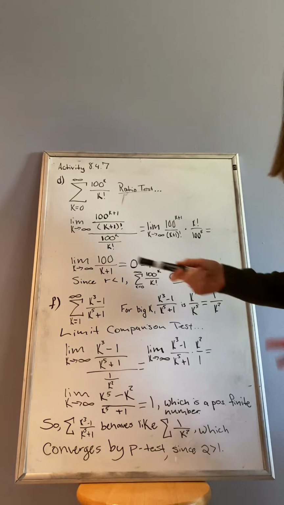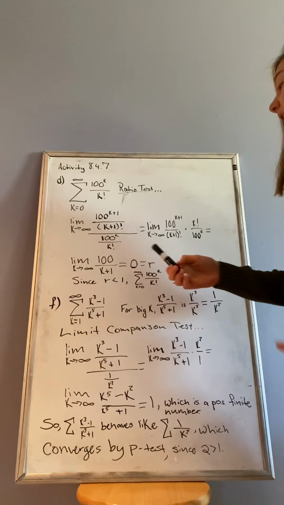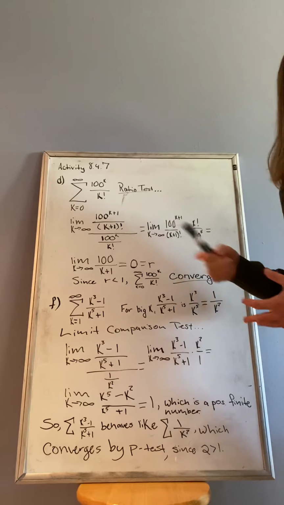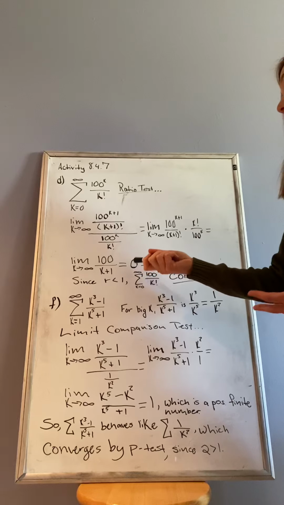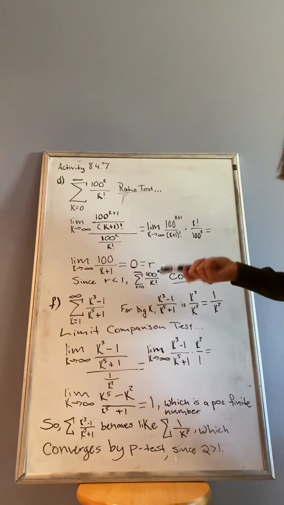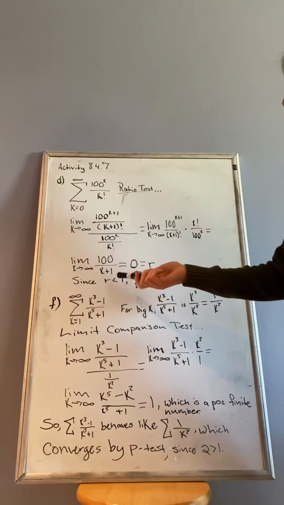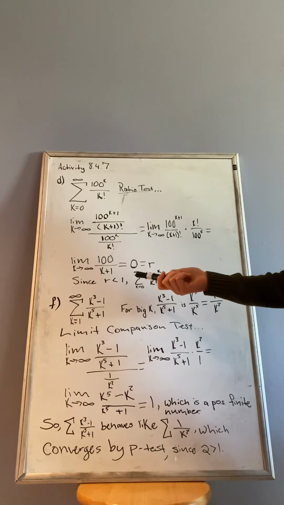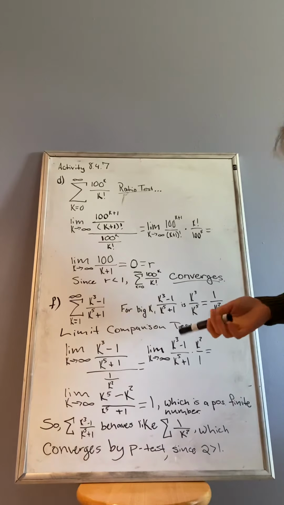As k gets really, really big, it's going to overtake this 100, so we're just going to get 100 divided by a ginormous number, which approaches 0. So this is our ratio. And like a geometric series, since our ratio is less than 1, we know that it converges. Now I'm going to do part F.